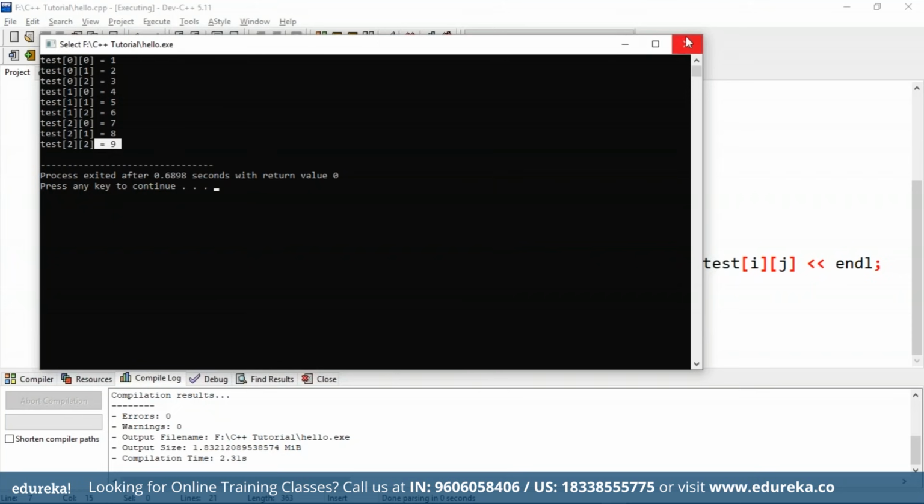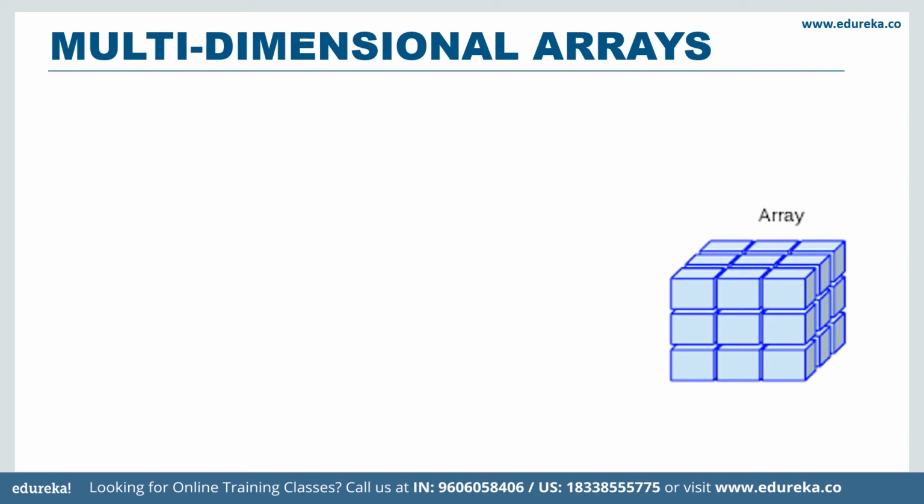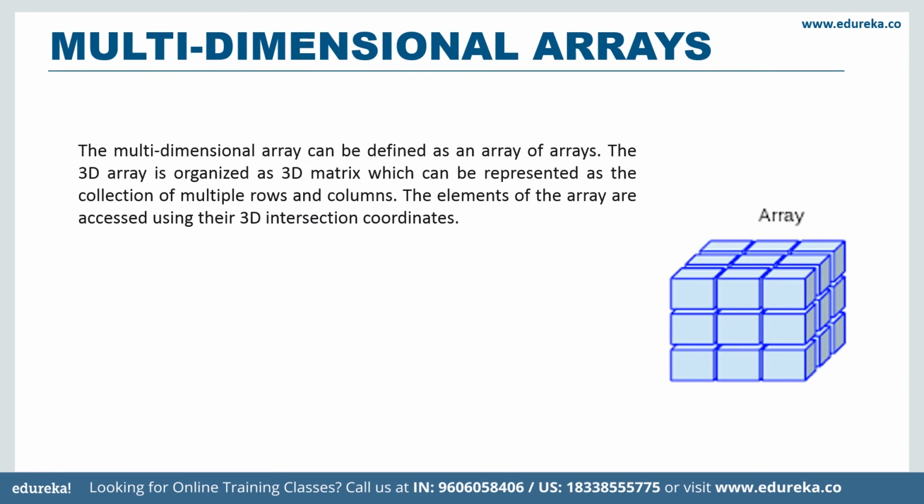So now with this, let us move on to the next type of arrays, which are the multi-dimensional arrays, also called jagged arrays in C++. The multi-dimensional arrays can be defined as an array of arrays. The 3D array is organized in the form of a 3D matrix, which can be represented as a collection of multiple rows and multiple columns.